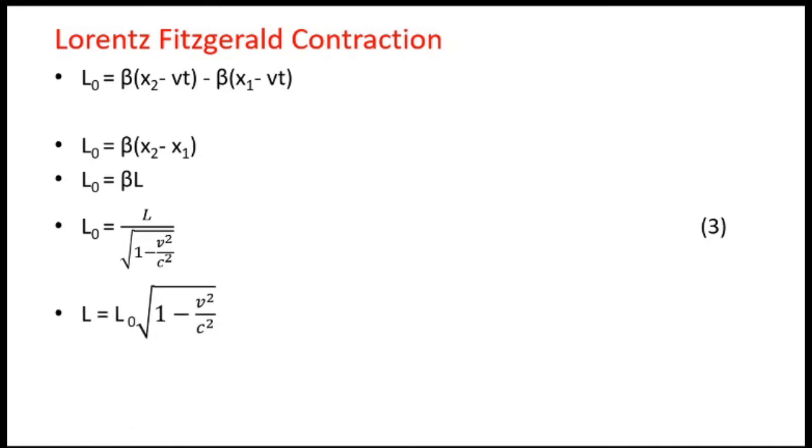If you observe this equation 3, we can write L is equal to L0 into under root of 1 minus v square upon c square, and if you observe this equation carefully, we reach the conclusion that the apparent length measured, L, is always less than the proper length L0. Thus the apparent length measured is always less than the proper length of the object.